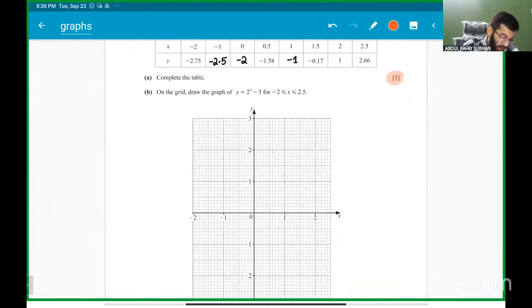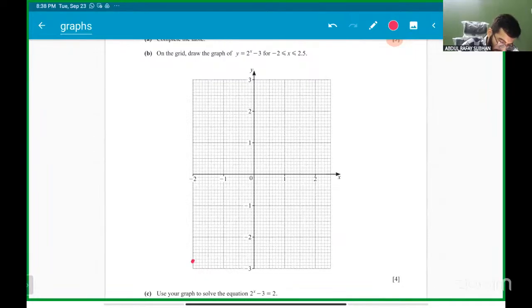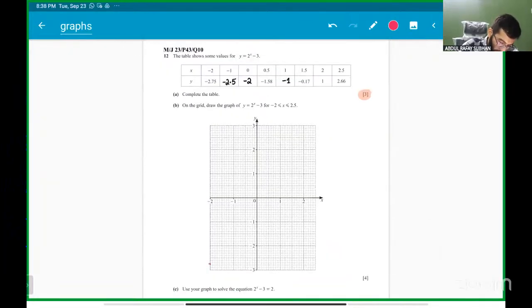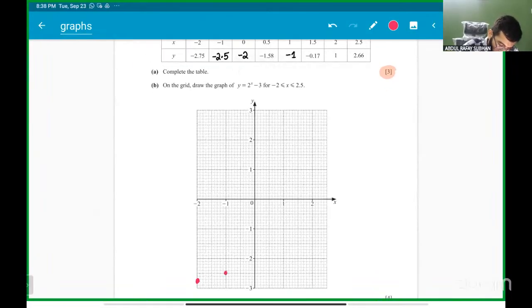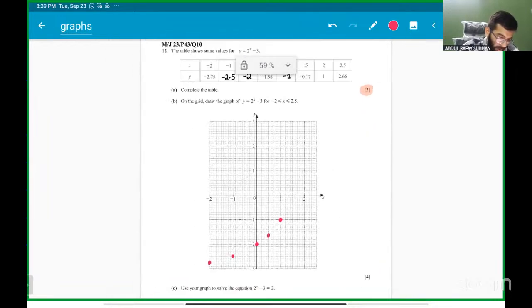Now let us draw this. When x is -2, y is -2.75, so that will be this one here. When x is -1, y is -2.5. Okay. When x is 0, y is -2. When x is 0.5, y is -1.58. When x is 1, y is -1. And then when x is 1.5, y is -0.17. When x is 2, y is 1. And when x is 2.5, it is coming to 2.6 as well.